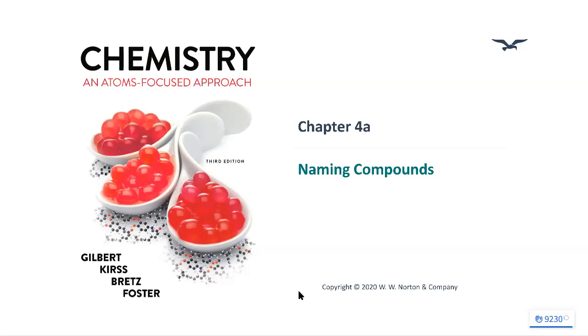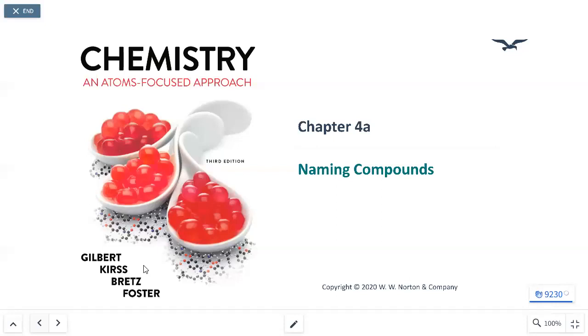So we're actually going to skip chapters 4, 5, and 6 after this and go into chapters 7 and 8, which are all about chemical reactions, balancing equations, and doing calculations with those material. But today we're focusing on naming compounds.